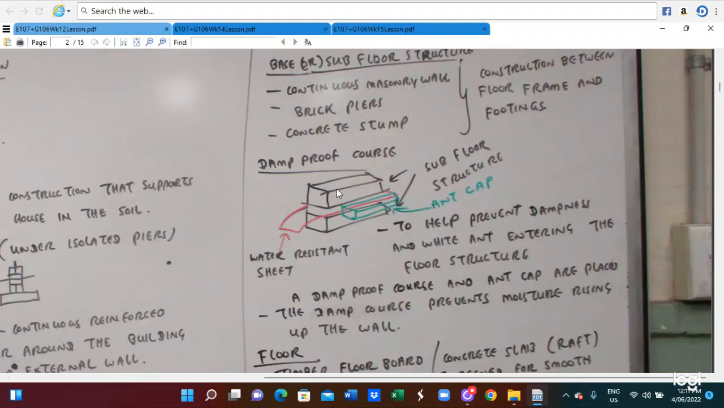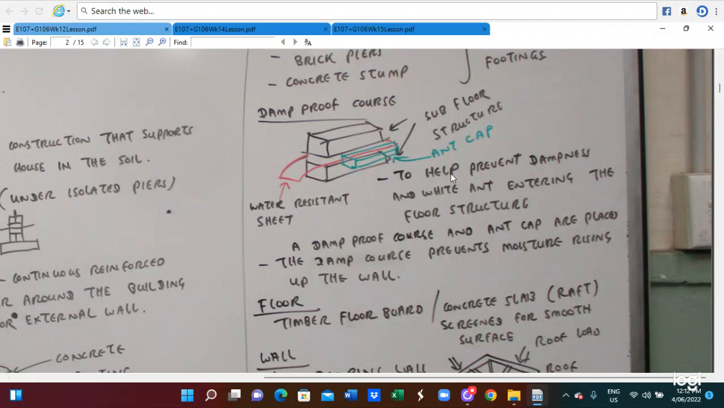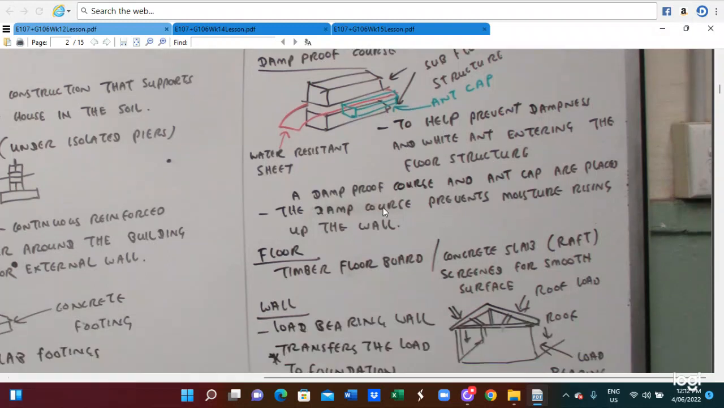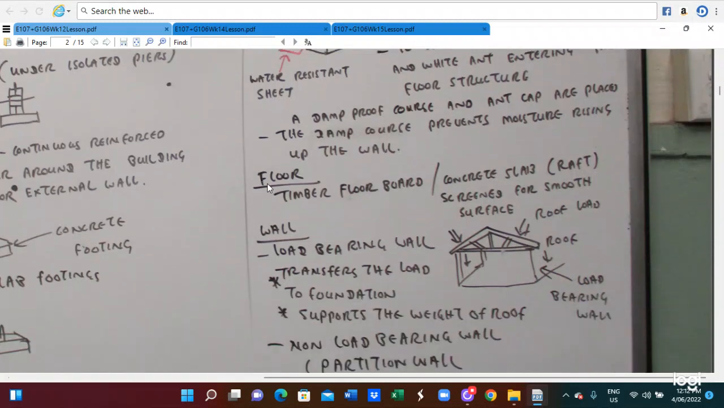So this is the damp course. The damp course is there to protect the building from any soil moisture coming in. We have to use the damp course. This is the water resistant sheet. This is the subfloor structure, and the anchors are also installed. The function is to help prevent dampness entering the floor structure. If the damp course and end caps are in place, they prevent moisture rising up the wall. The floor can be timber board, concrete slab, or a smooth surface.